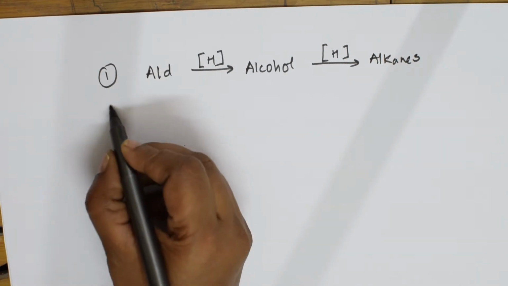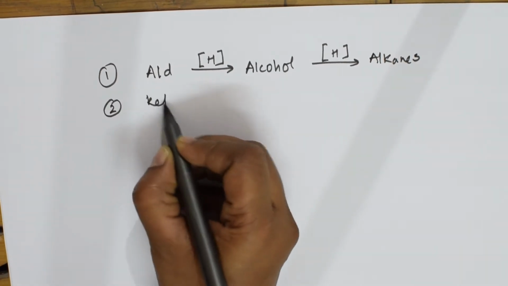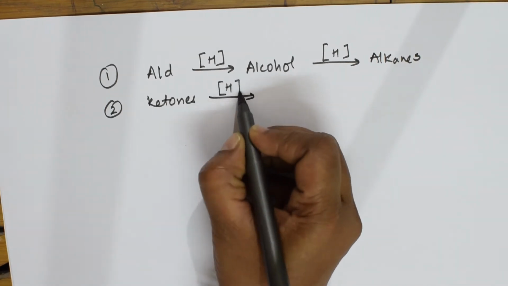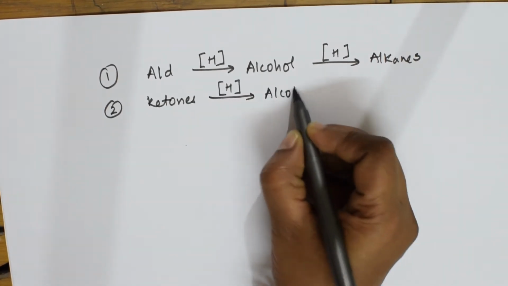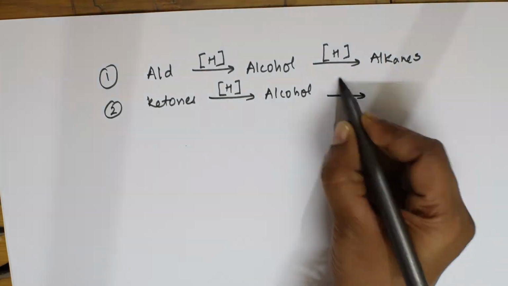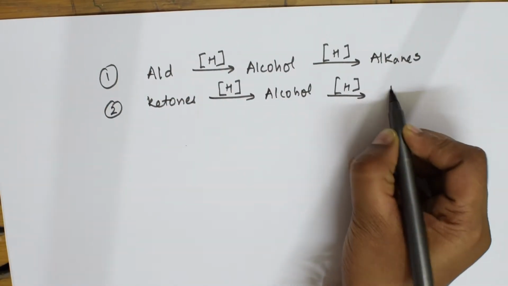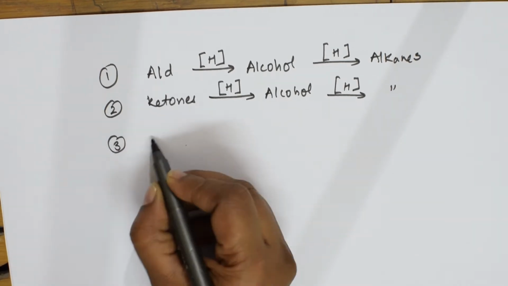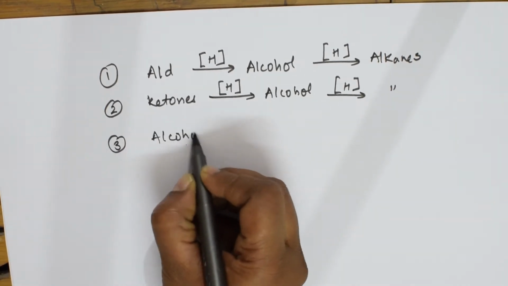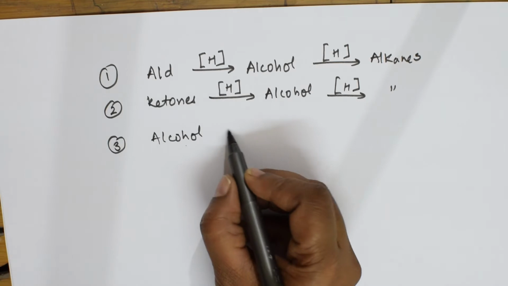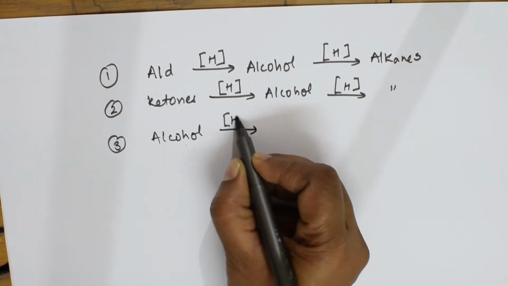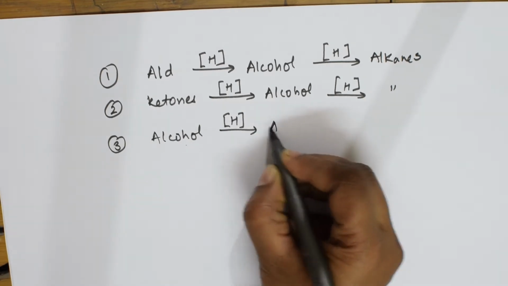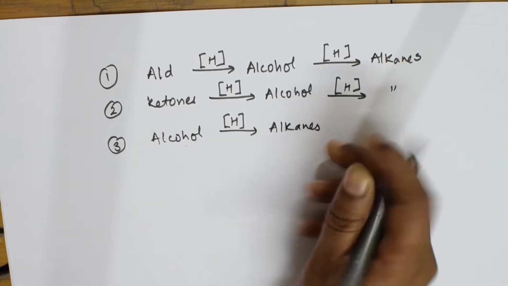Nice, isn't it? Now after aldehydes, let me take the next one, that is ketones. Ketones on reduction again will give alcohol. Alcohols on further reduction give alkenes. Now let me come back to alcohols. If you are using the reducing agent, you are going to add hydrogen to this. When alcohol undergoes reduction, it is converted into alkenes. That is what we have written here, isn't it?